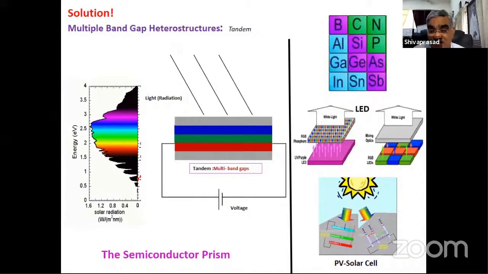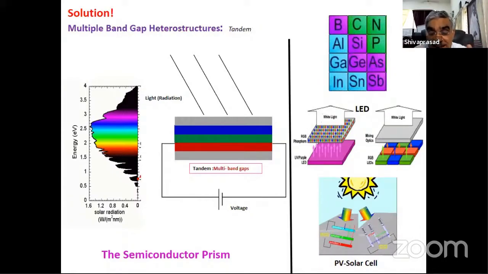Such kind of structures, you can see here, are called multiple band gap tandem heterostructures. Multiple band gaps because there are materials with different band gaps, and heterostructures because they are structures with different materials that you are combining. And they are tandem, they should work in tandem, because the wavelength which is released by the red light should not be absorbed by the green, green should not be absorbed by the white, so they have to be in tandem. So we call this multiple band gap tandem heterostructures.